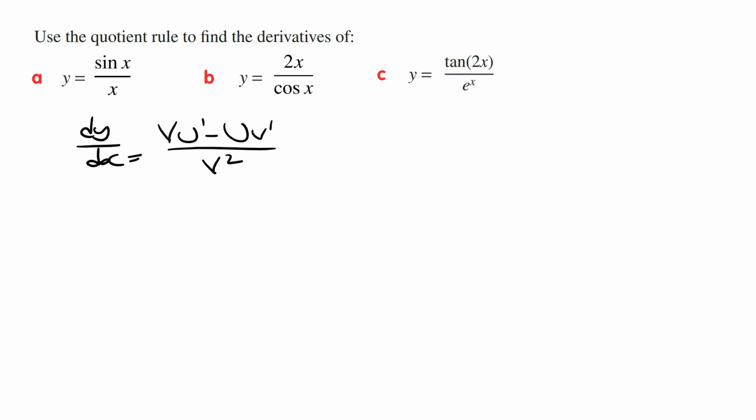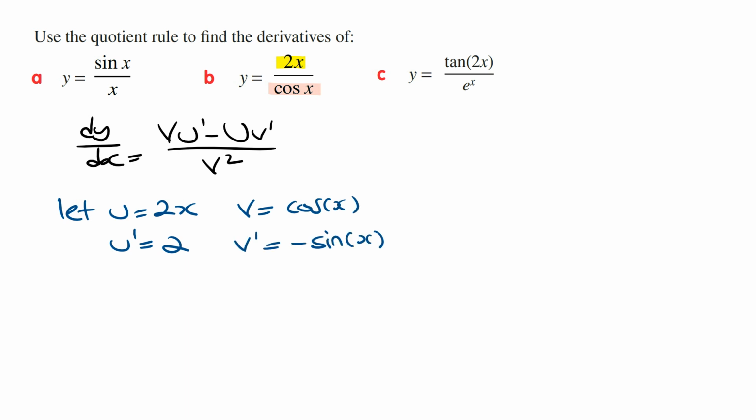Part B, y is equal to 2x on cos x. And so we let u equal 2x and v equal cos x. And so u is equal to 2x, differentiating this u' is going to be 2. v is equal to cos of x, and so v' is going to be minus sine of x.